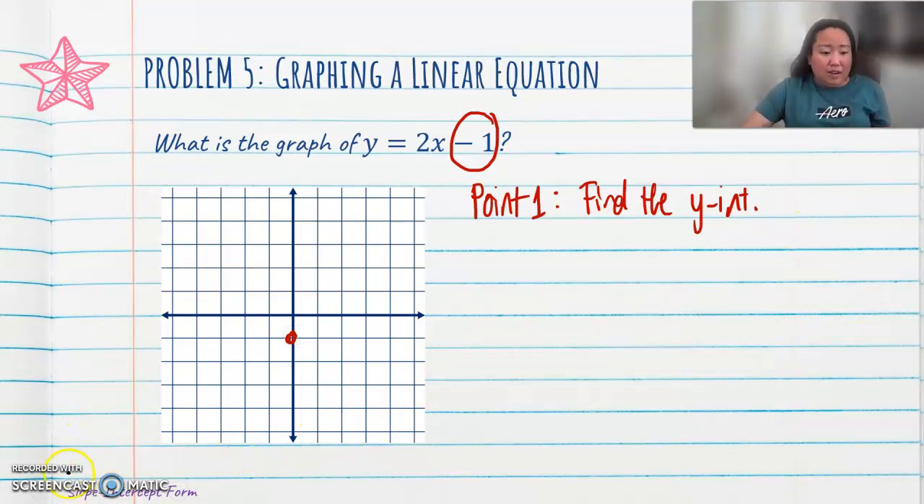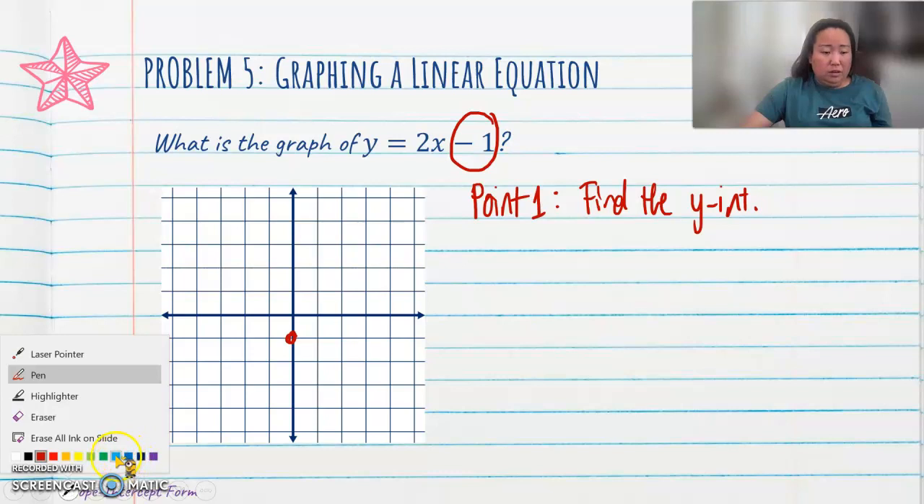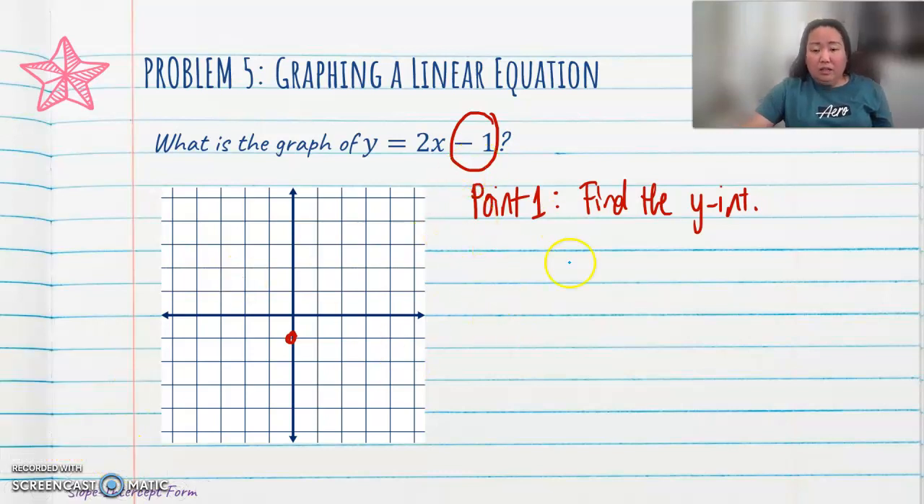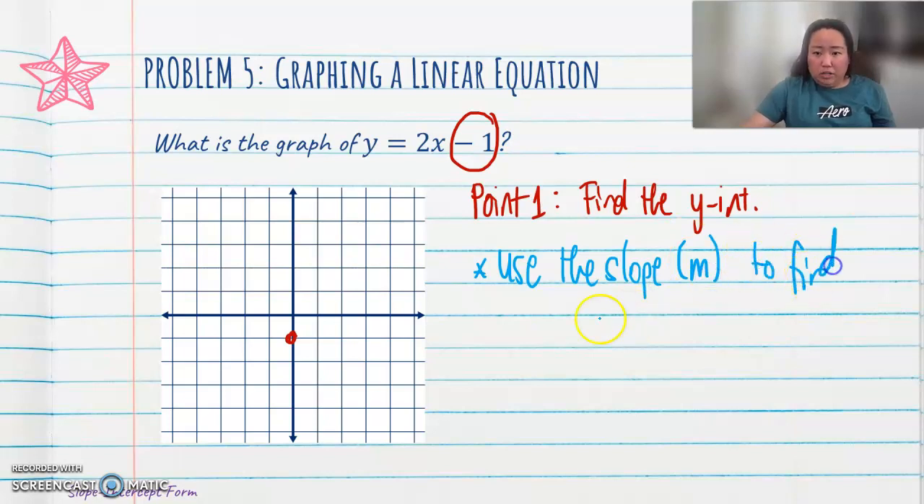Now, miss, how do we find a second point, okay? So to find the second point, you use the slope, which is your m, to find point number 2, okay? So you need to use the slope. And what is our slope? In this case, it's 2, okay? So the m is 2.